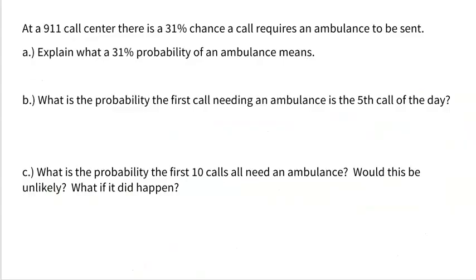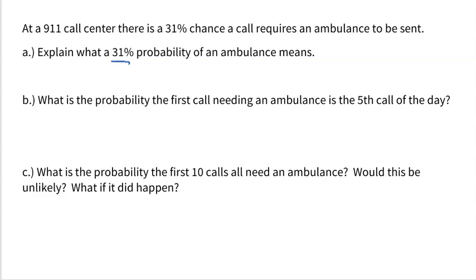Last question. Here we go. A 911 call center, there's a 31% chance a call requires an ambulance to be sent. Explain what a 31% probability of an ambulance means. All right, I'm not going to write it out. I'm going to say it. You could write it. What does 31% probability mean? It's the relative frequency in the long run.